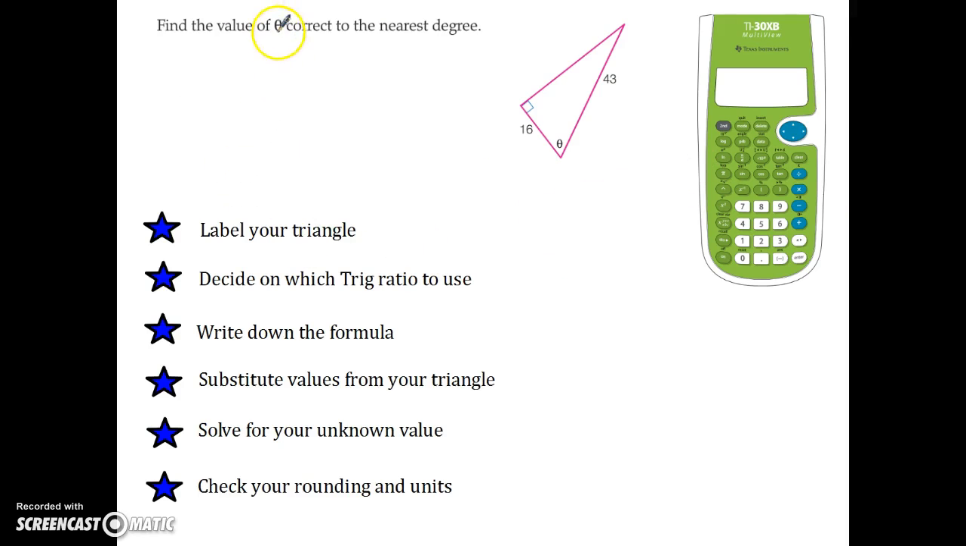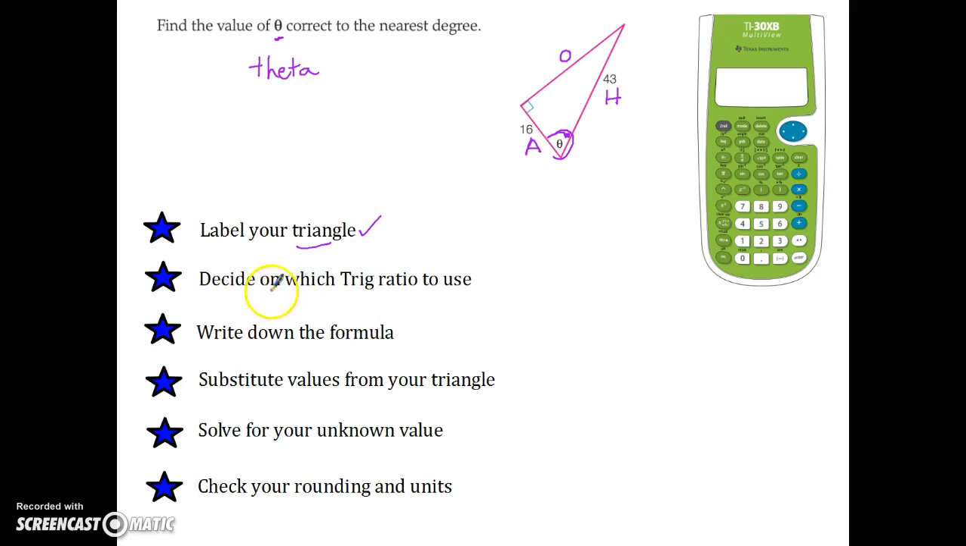Here's a question. Find the value of theta. Now we know that theta is the default name for an angle. So find the value of theta here, correct to the nearest degree. We're going to follow the same 6 steps that you've been doing in all of the other trig equations. We're going to label the triangle first in reference to the angle. So here's our angle. Over there is opposite. This one is adjacent. This one is hypotenuse.